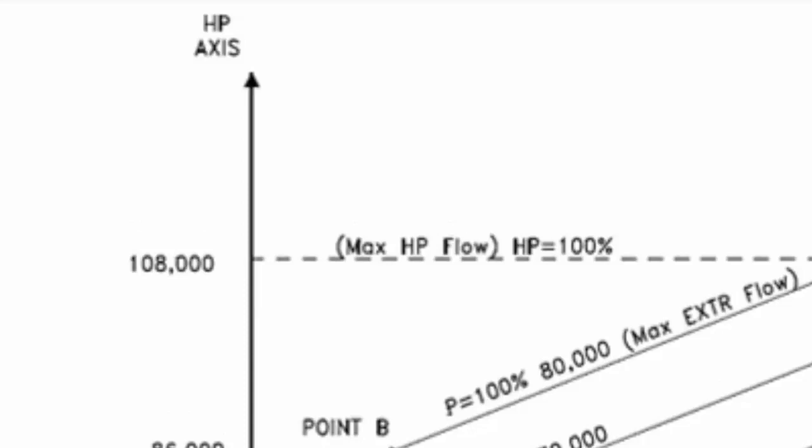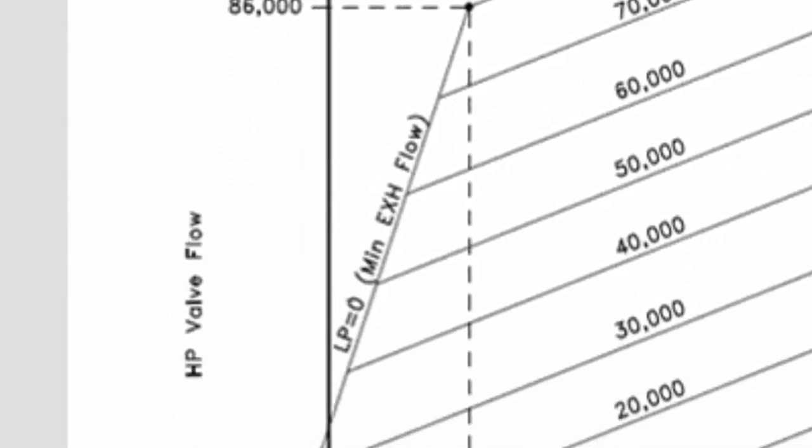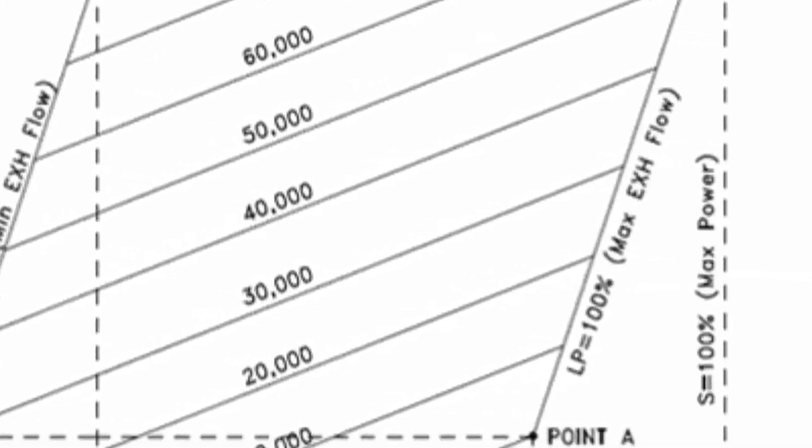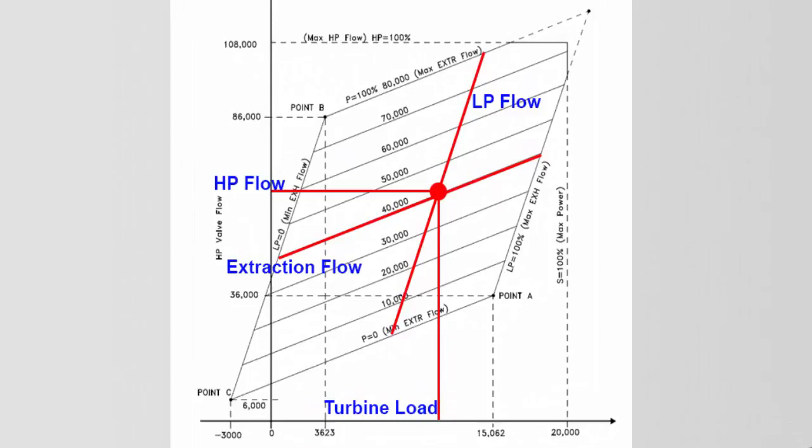The LP equals 0 line gives the range of operation when the LP flow is at a minimum. The LP equals 100 line has the same slope as the LP equals 0 line and intersects point A. The LP equals 100 line defines the range of operation when the LP flow is at a maximum. For any operating point within the steam map, the turbine load, HP steam flow, LP steam flow, and extraction steam flow are known.